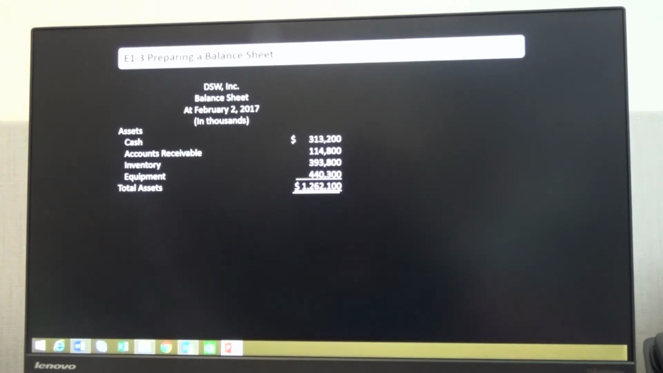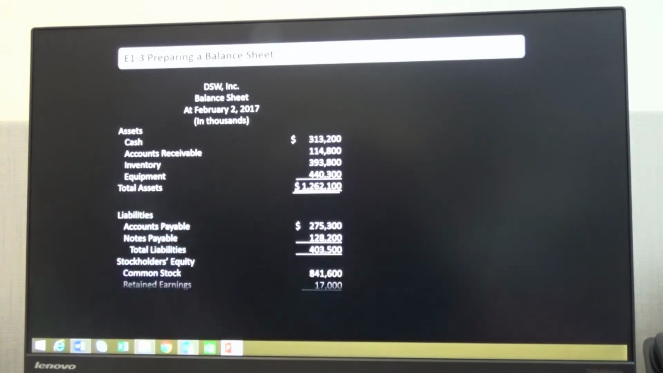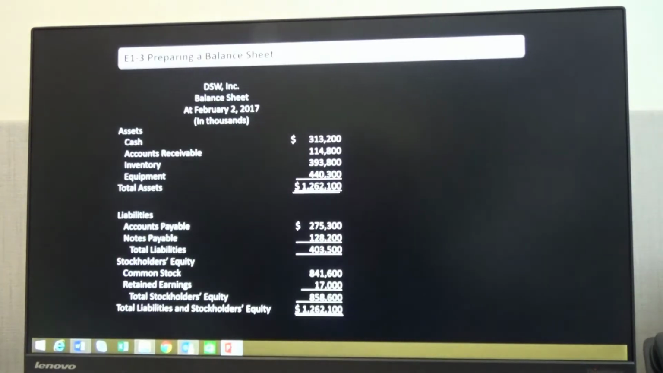We then move on to the liabilities and equity section of our balance sheet. We'll start with the liabilities and put those on there: the accounts payable and the notes payable, and we'd add those together to get total liabilities. That part you could have left out because it didn't tell us we had that line item. Stockholders' equity would consist of the common stock and the retained earnings, and we could total that one separately as well. Again, you didn't have to put those separate subtotals in there since it didn't list those. But then we definitely need that final total for the total liabilities and stockholders' equity.